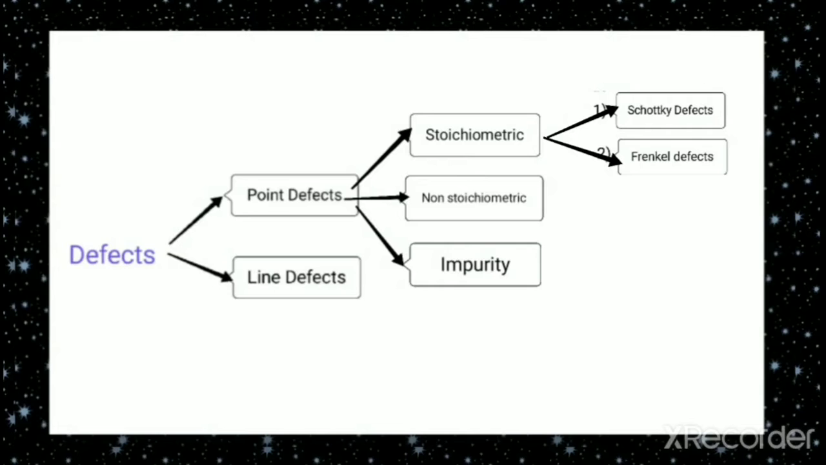We discussed that defects are of two types, that is point defect and line defect. Point defect is further classified as stoichiometric, non-stoichiometric and impurity defect. Stoichiometric defect is further classified as Schottky and Frenkel defect. Let us discuss non-stoichiometric defect in detail.